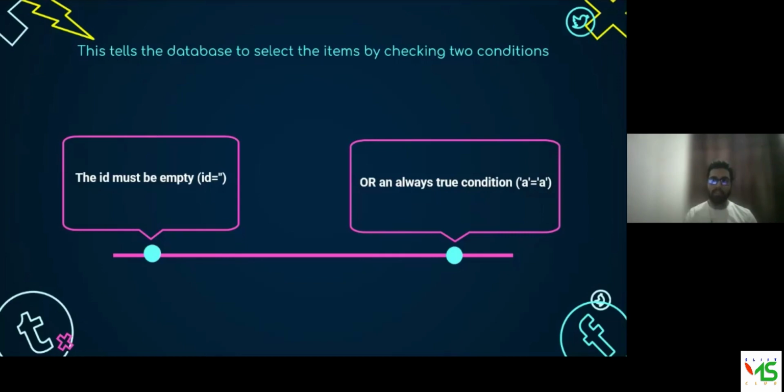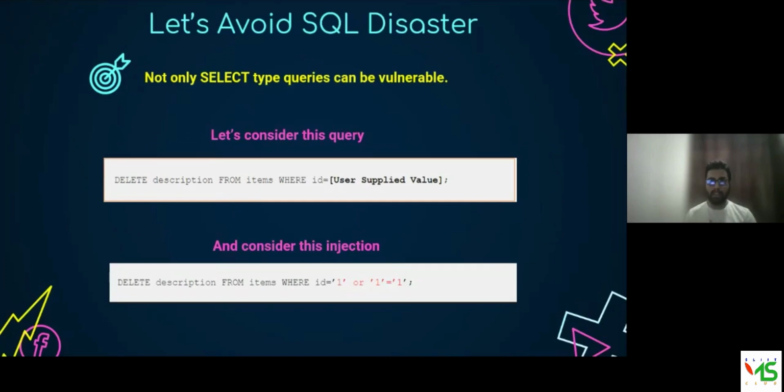So let's see how we can avoid the SQL data disaster. You should keep in mind that not only select type queries can be vulnerable. I want to show you an example for that. So let's consider this query: delete description from items where ID equals user-supplied value. Okay, and also consider this injection like the one before. In such a case, every description field will be cleared, which means this type of injection can do permanent damage to your database.